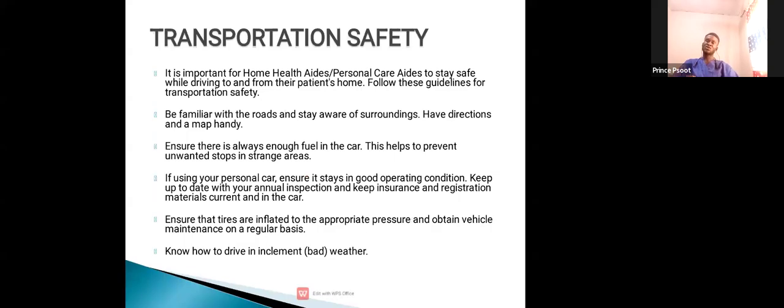So how do you practice transportation safety? You know what transportation is. How do you transport yourself safely? It's important for home health aides or personal care aides to stay safe while driving to and from the patient's home. So you follow these guidelines for transportation safety. Number one, be familiar with the roads and stay aware of your surroundings.